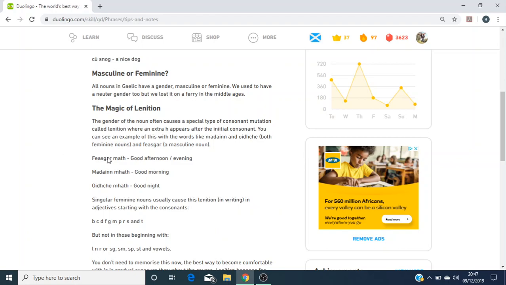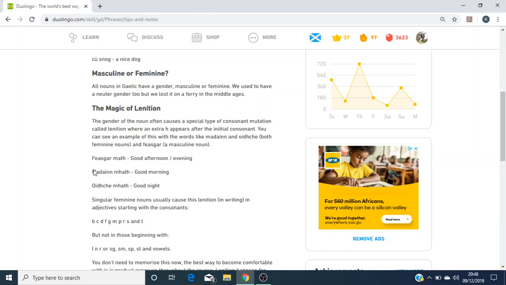So the magic of lenition. We've touched on this in the previous lessons. Lenition is when you change the sound. I'll just read it. The gender of the noun often causes a special type of consonant mutation called lenition, when an extra H appears after the initial consonant. You can see an example of this with words like matin and oiche, both feminine nouns, and fiasgaire, a masculine noun.